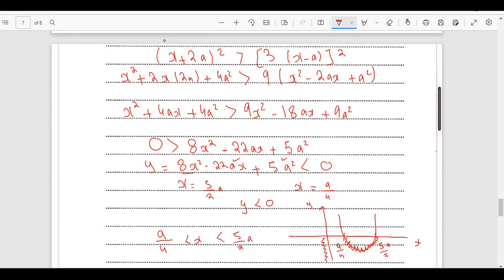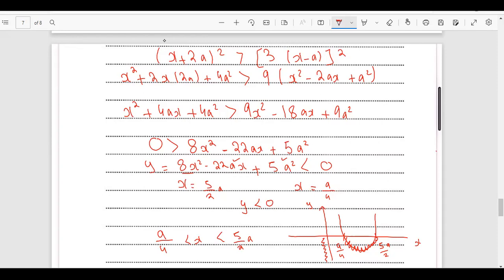So this is why the answer for this case would be a by 4 less than x less than 5 by 2a. Okay, now if I talk about that question which you sent me, let me open it up quickly. The sign was different, that is why the answer was not like this. Wait, I didn't get it. Yeah, I'll explain to you, do not worry.